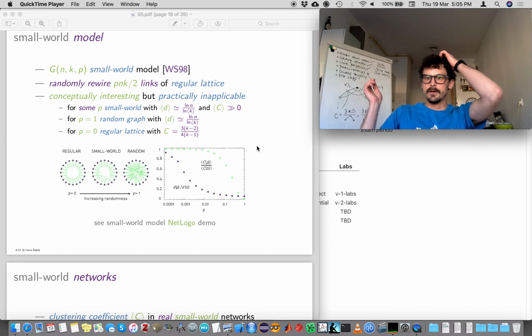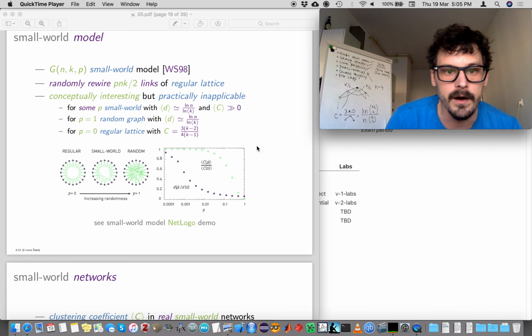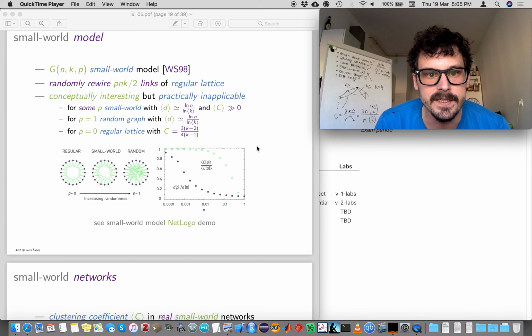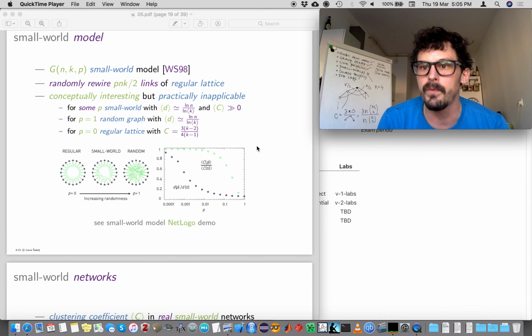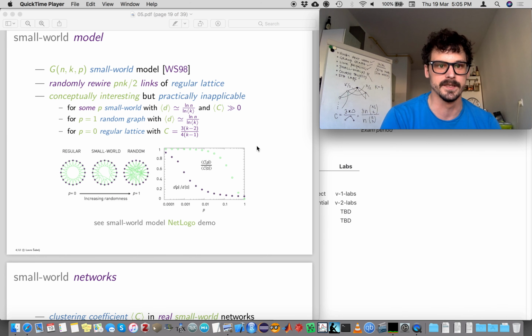So in our particular case, where k equals 4, what do we get? We get 6 divided by 12, so we get 0.5. The clustering coefficient is high, it is 0.5.